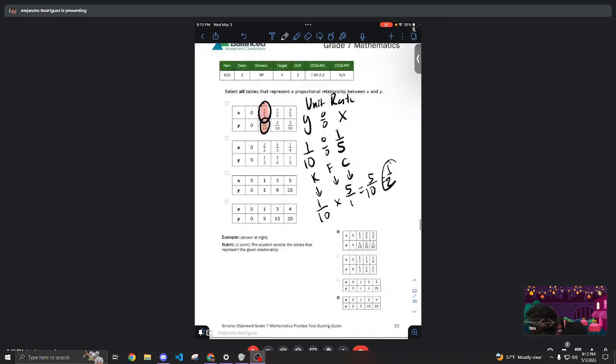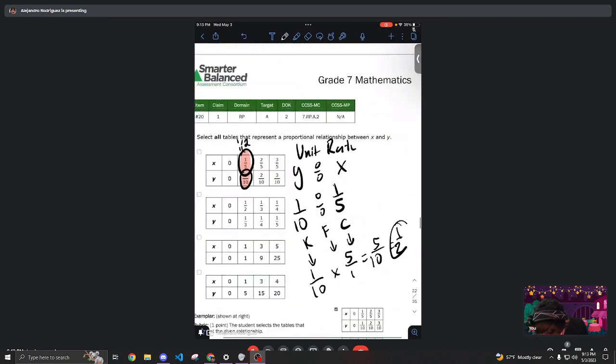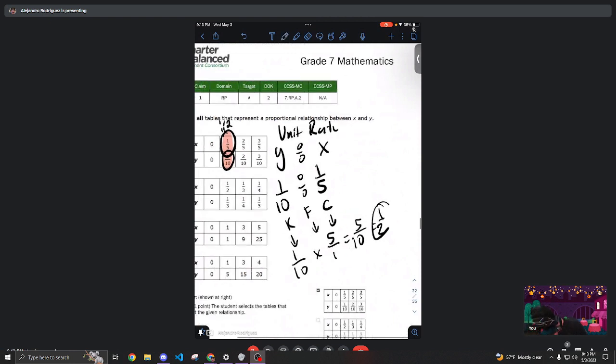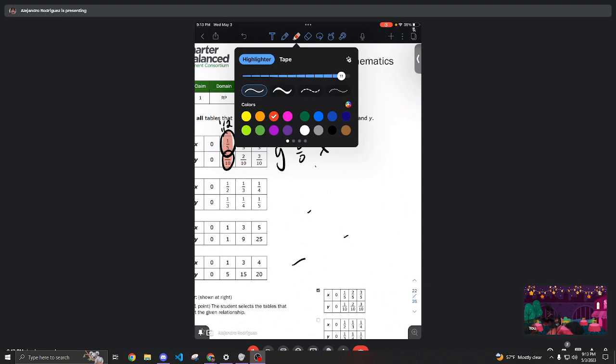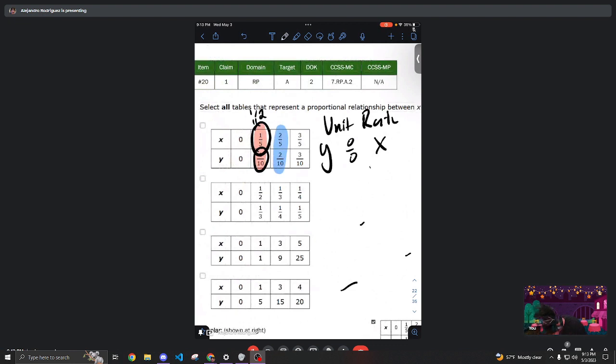So my unit rate for this problem is 1 over 2, which means that all the other values in my table should have a unit rate of 1 over 2. And we need to check that for every single value. So for the next one, let me do blue. Same idea. Let's find the unit rate for this entry. We're going to have y divided by x. My y value is 2 over 10. My x value is 2 over 5.